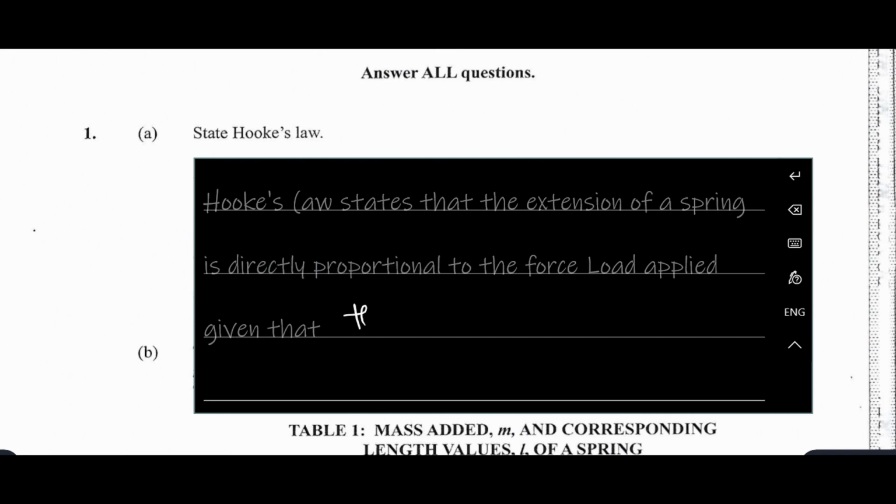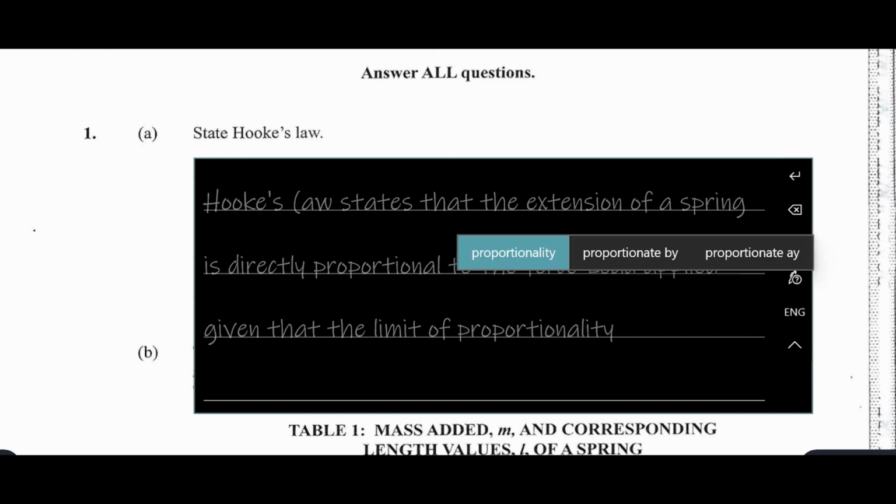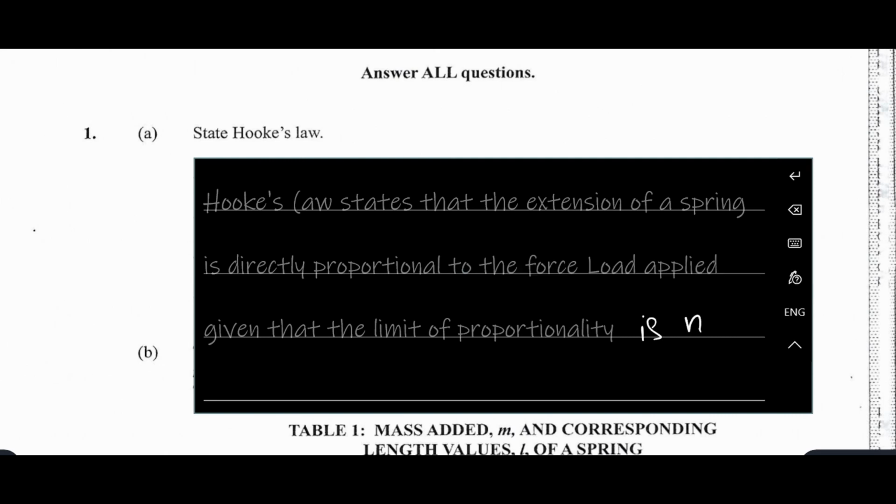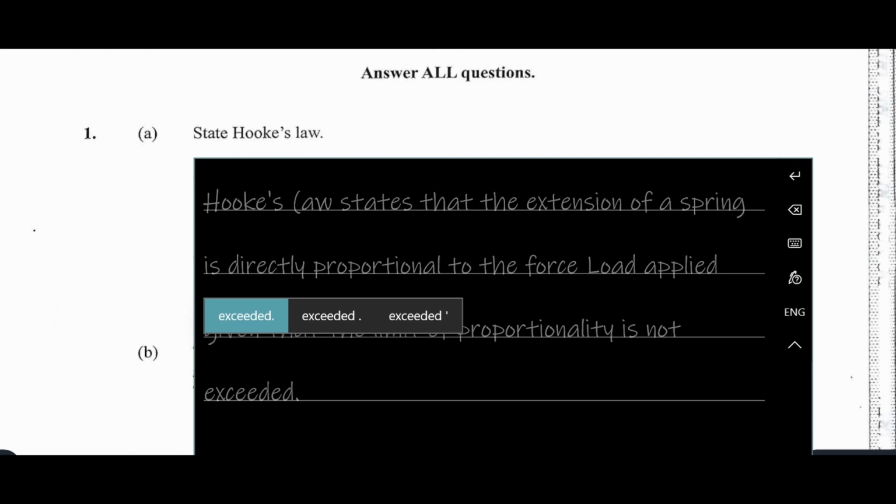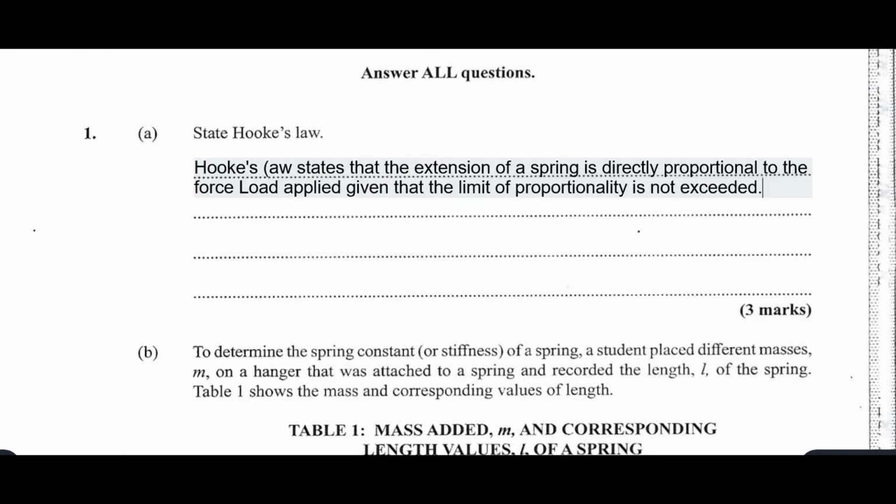Given that the limit of proportionality is not exceeded. So once you have that, you have Hooke's law and you're done. Hooke's law states that the extension of a spring is directly proportional to the force or load applied, given that the limit of proportionality is not exceeded.